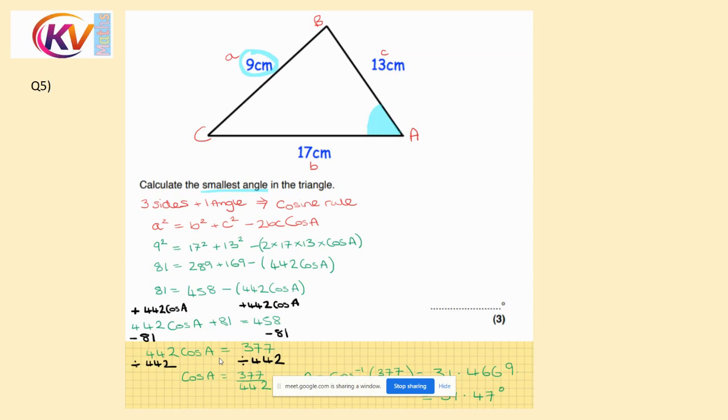Okay, so that's one method. It is a completely valid method. It will give you the 3 marks. You would get a mark just for substituting the values in. So that first line of green up here would give you a mark. Typically your second mark would come from when you're at that cos A equals 377 over 442. So that's the second mark, and obviously the third mark then for your final answer.